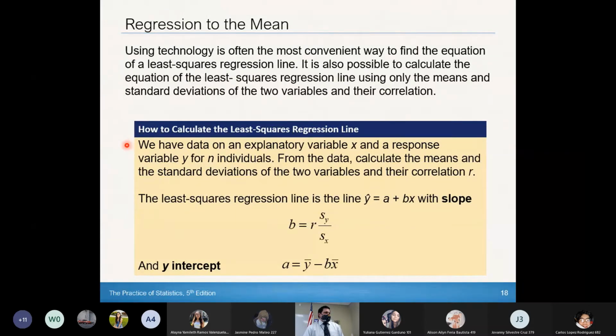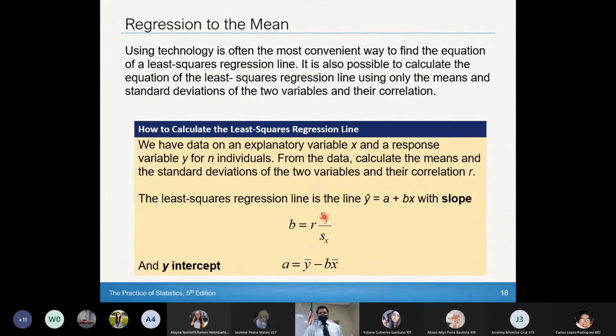And explained here, we have data on an explanatory variable x and response variable y for n individuals. From the data, we can calculate the means and standard deviations of the two variables and their correlation r. The least squares regression line is the line y hat equals a plus bx with slope b equaling correlation r times the standard deviation of y divided by the standard deviation of x. And the y-intercept is a equaling y bar minus b times x bar.